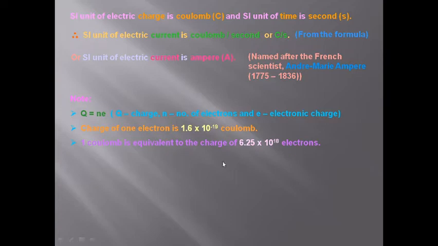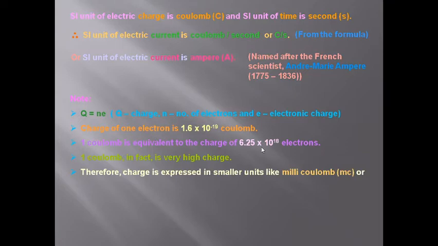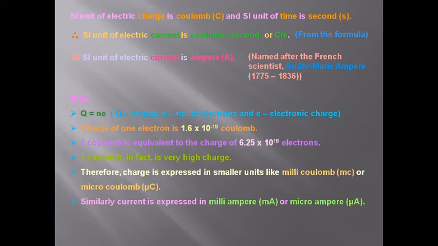So 1 coulomb is equal to the charge of 6.25 into 10 raised to power 18 electrons. And 1 coulomb in fact is a very high charge, consisting of this many electrons. Therefore charge is expressed in small units like millicoulomb, mC, or microcoulomb. 1 milli means 10 raised to power minus 3 coulomb, and microcoulomb means 10 raised to power minus 6 coulomb. Similarly, the current is expressed in small units, that is milliampere or microampere.